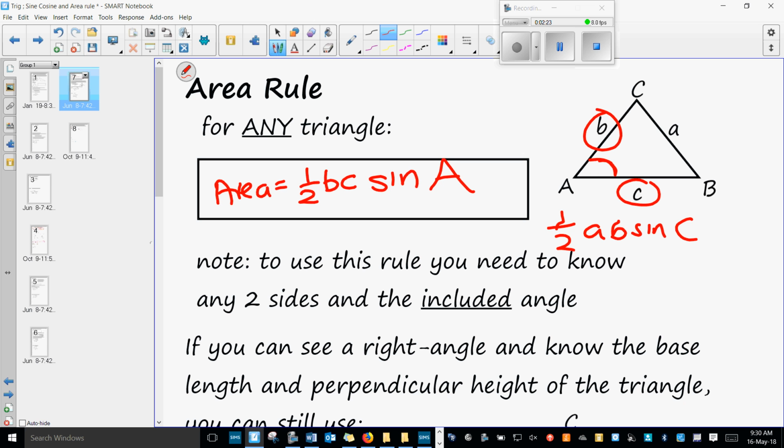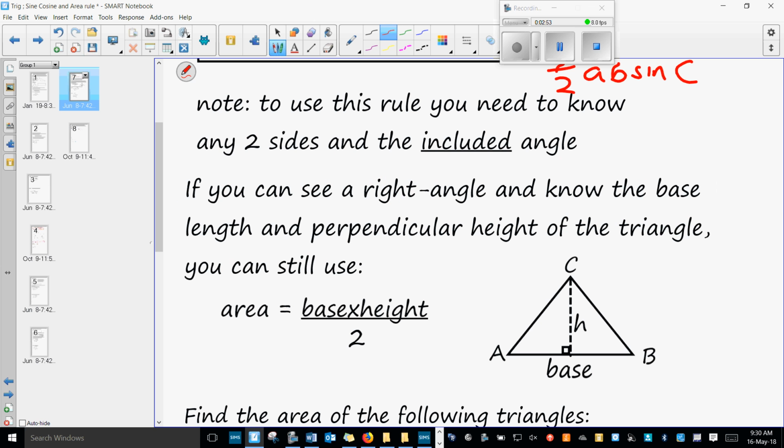Now, in some questions, you have to find one of those bits of information first by using the sine or the cosine rule. So it's not always straightforward; sometimes you have to work a bit harder. Usually it would indicate that there's a part A and a part B to the question, and you may be using the bits of information you found already. To use this rule you need to know any two sides and the included angle, that's what that means.